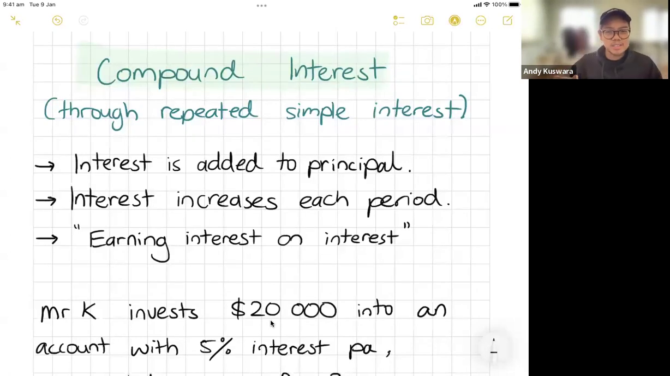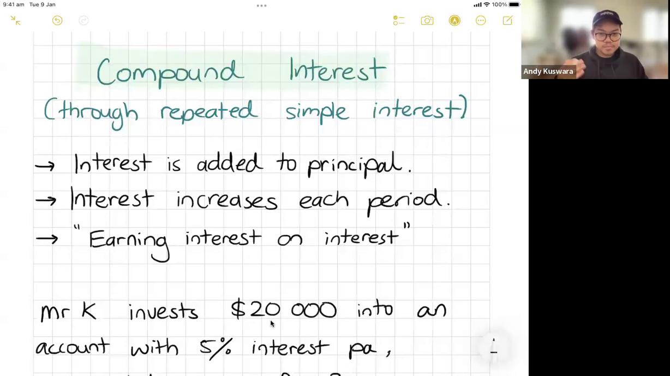Now compound interest is definitely not simple interest. Simple interest is nice and straightforward. Compound means to add to. What I've written here is it means that interest, what you earn, is added to your principal, and then each period your interest increases because your principal increases. So I like to call it earning interest on your interest. If you're saving, it's better for you because your money grows faster.